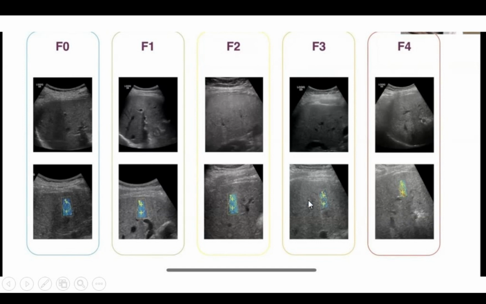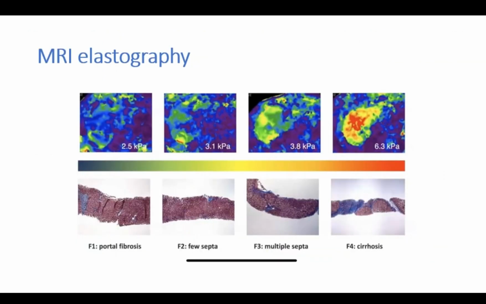This indicator should be put at the area of interest for measuring the elasticity of that organ. Here the color of these elastograms changes from blue to yellow to red, and from yellow to green and then to red. So by elastogram, we know that these different patients are at different stages of fibrosis.